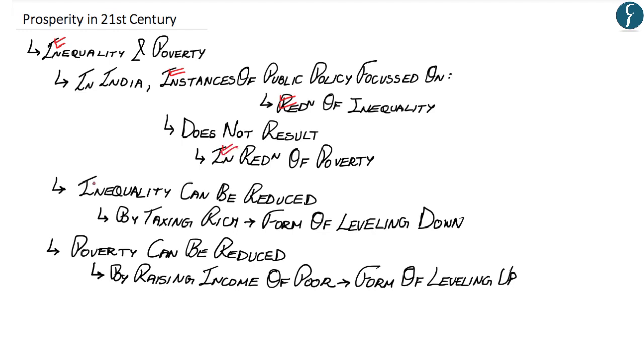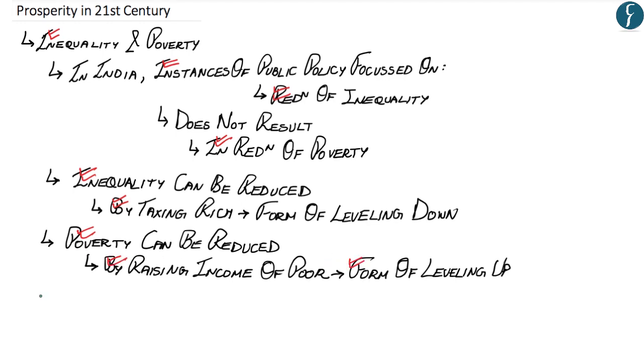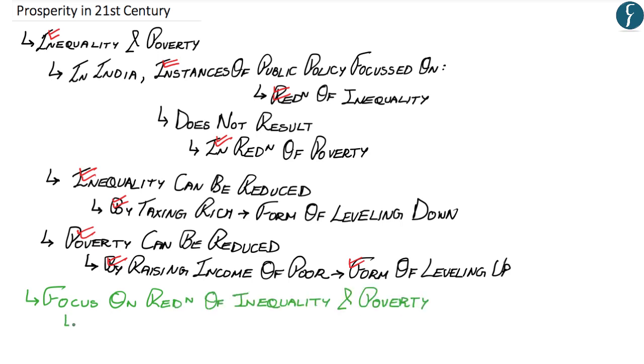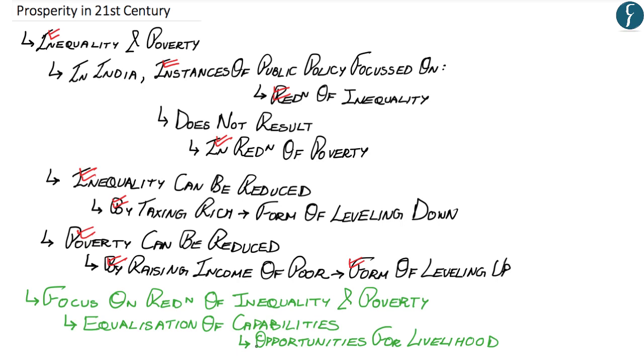And the author has highlighted that inequality can be reduced by taxing the rich, which is a form of leveling down, while poverty can be reduced by raising the income of the poor, which is a form of leveling up. Now, according to the author, the focus on reduction of inequality and poverty is through the equalization of capabilities, such as through opportunities for livelihood for the poor, which would raise the income of the poor and thereby reduce the gap in inequality and also allow people to move above the poverty line.